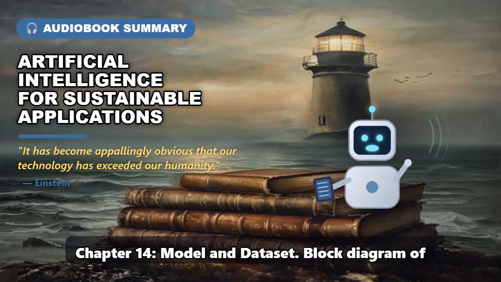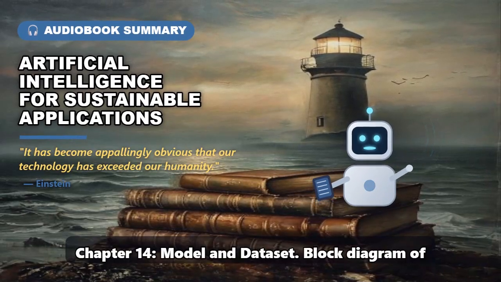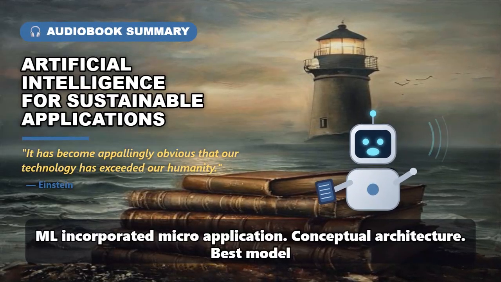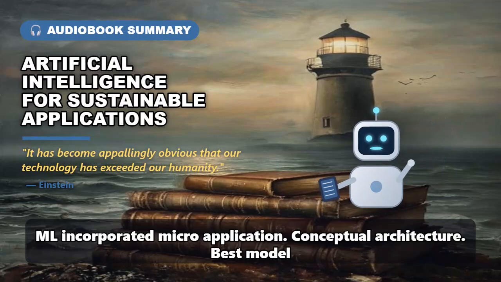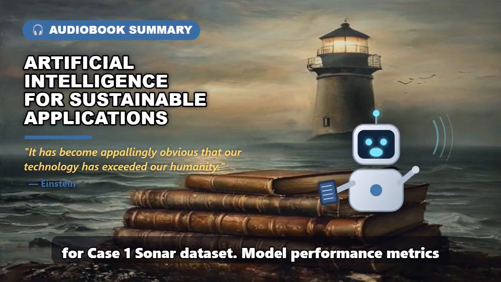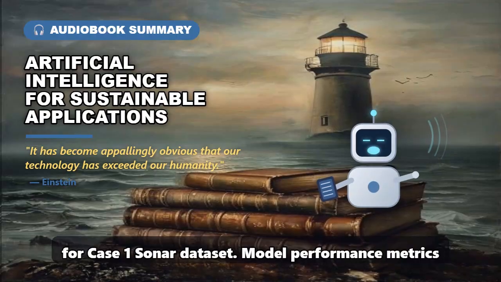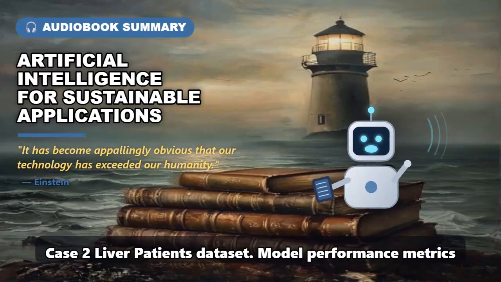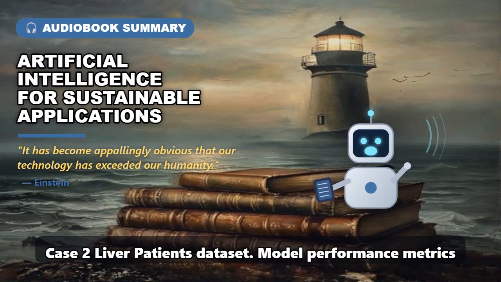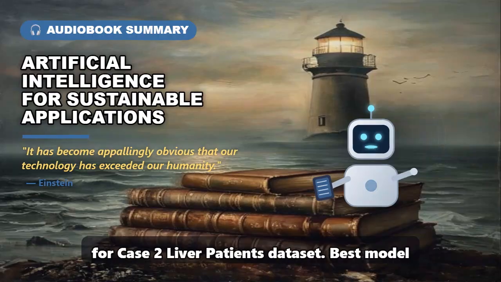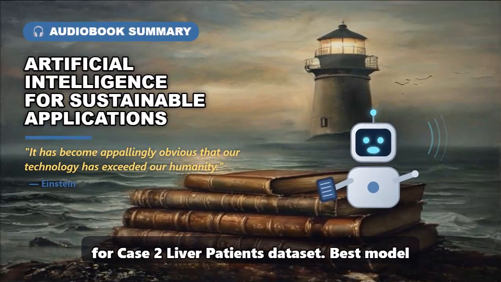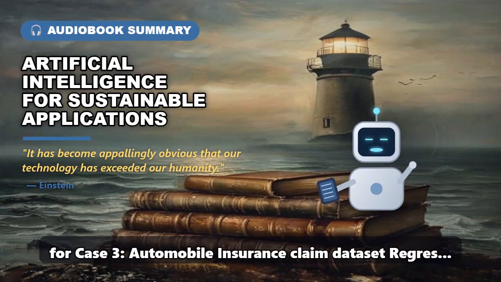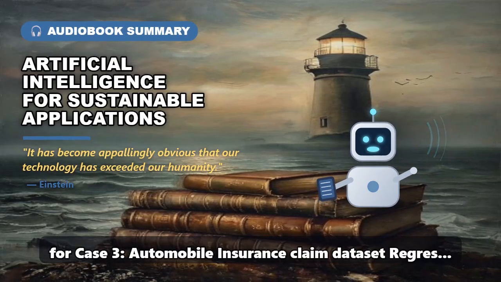Chapter 14, Model and Dataset. Block diagram of ML incorporated micro-application. Conceptual architecture. Best model for Case 1 sonar dataset. Model performance metrics for Case 1 sonar dataset. Best model for Case 2 liver patients dataset. Model performance metrics for Case 2 liver patients dataset. Best model for Case 3 automobile insurance claim dataset regression.